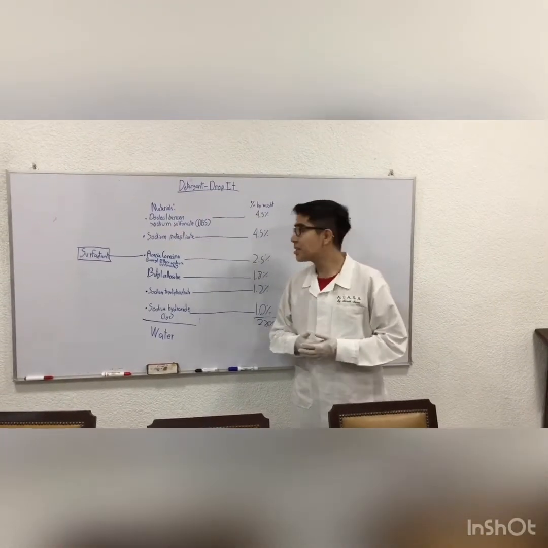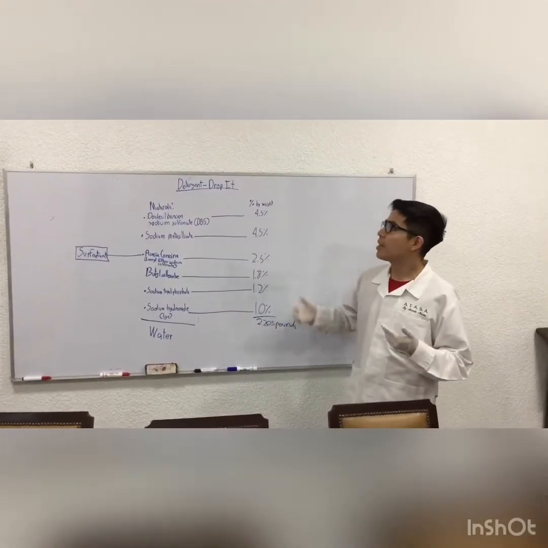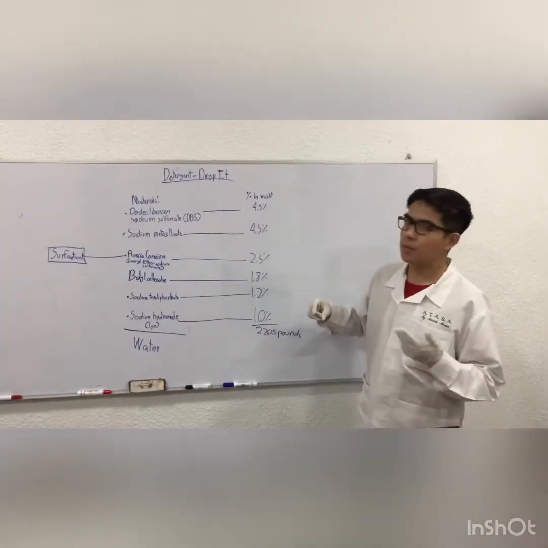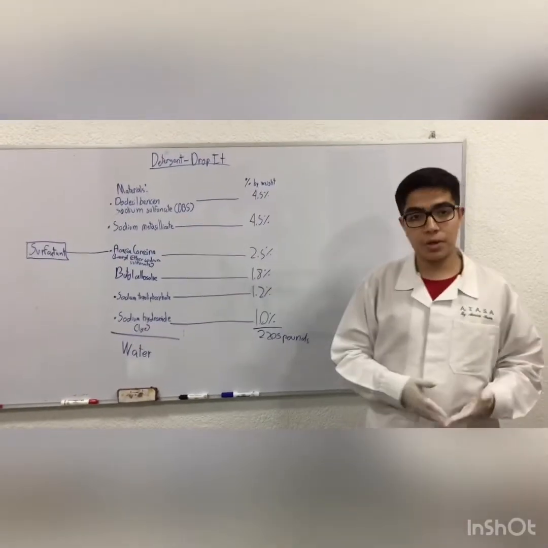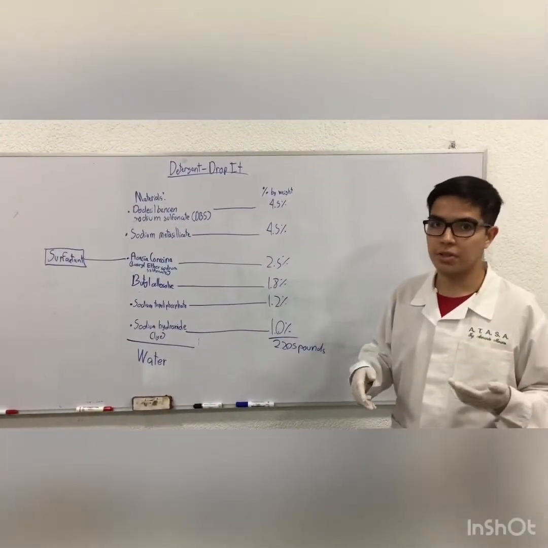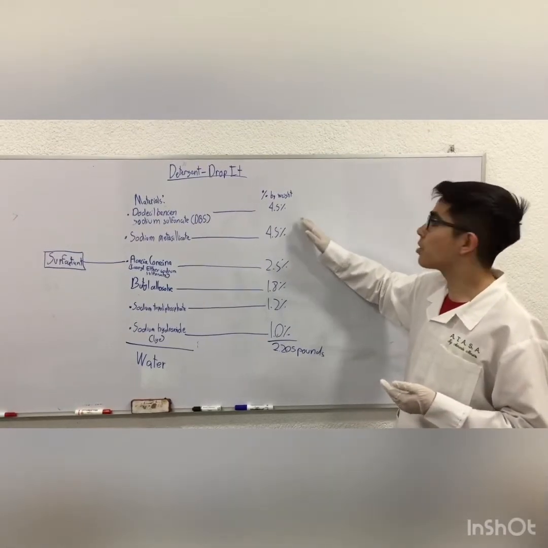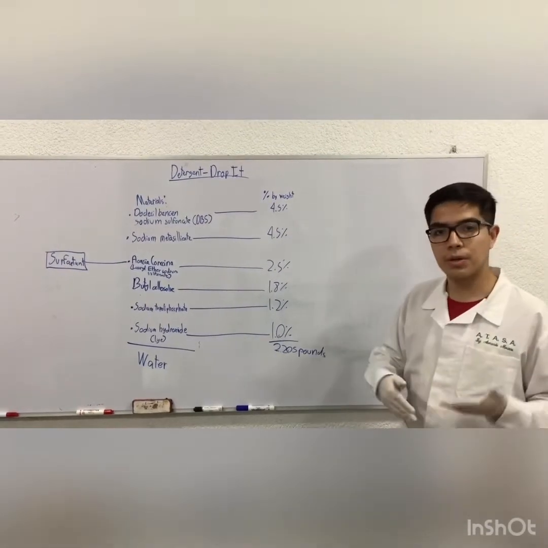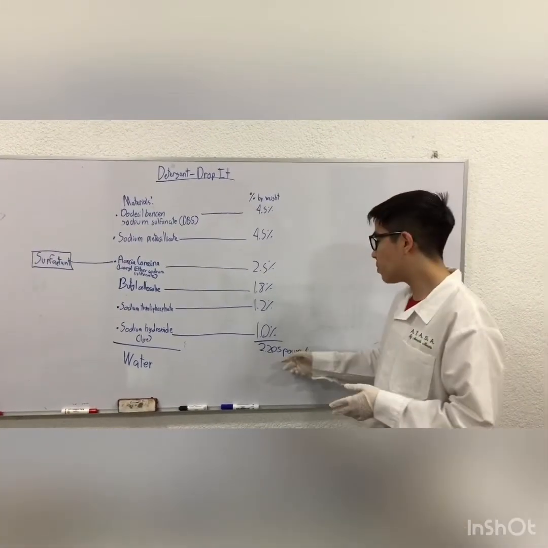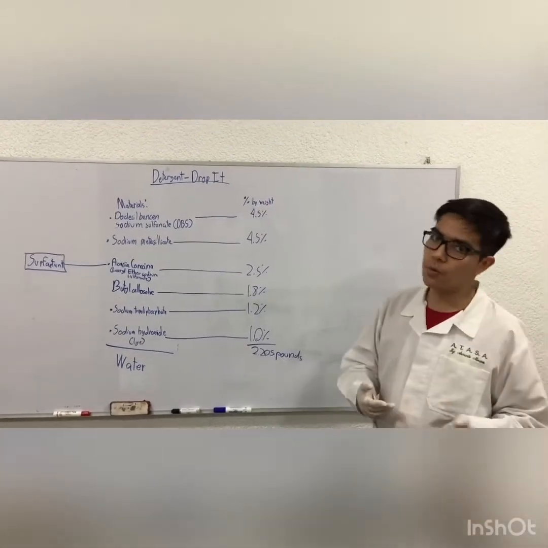I'm going to present our project and key activity. That project is our detergent, named Droplet. We're going to announce the materials and the percentage at which each is concentrated in our detergent. The percentage is measured by weight of our developed product. In this case, it's going to be 2.205 pounds, or 1 kilo.